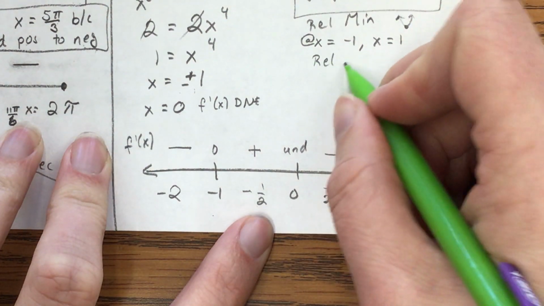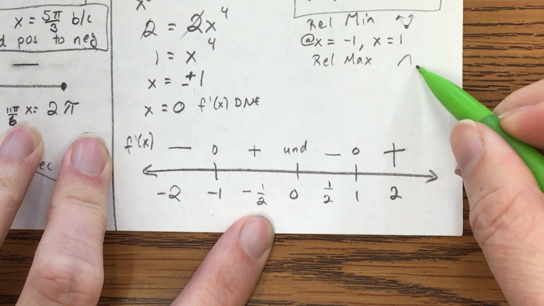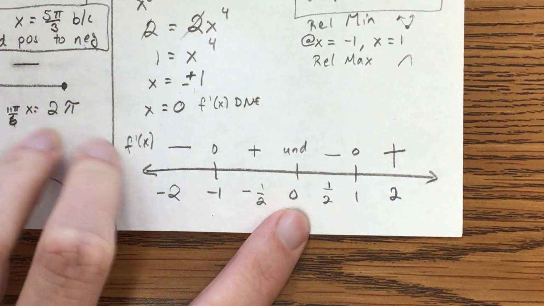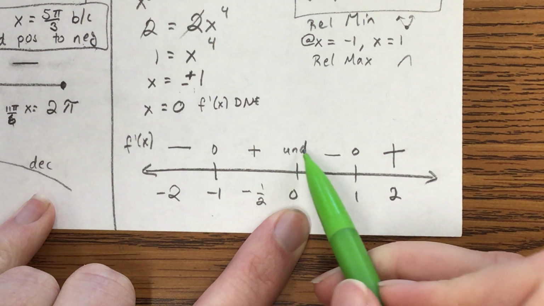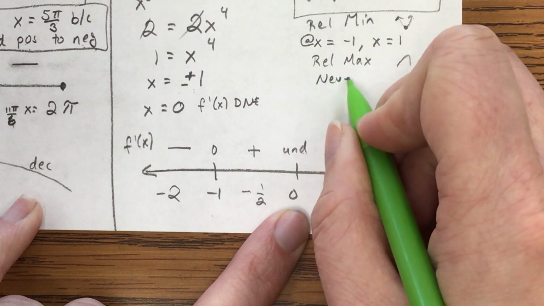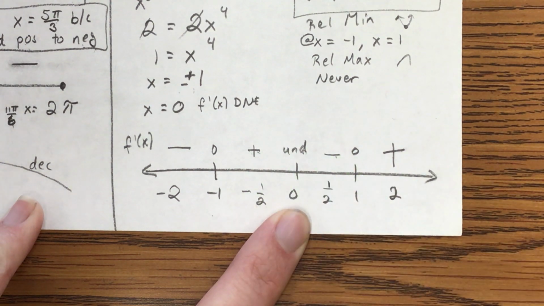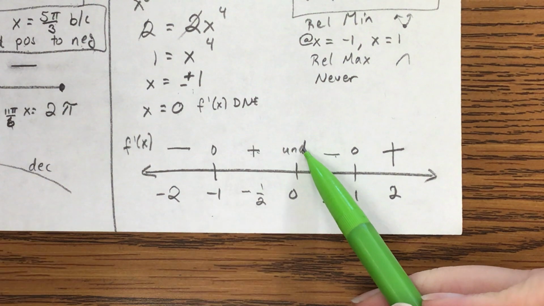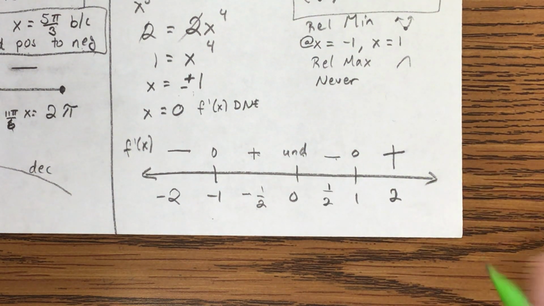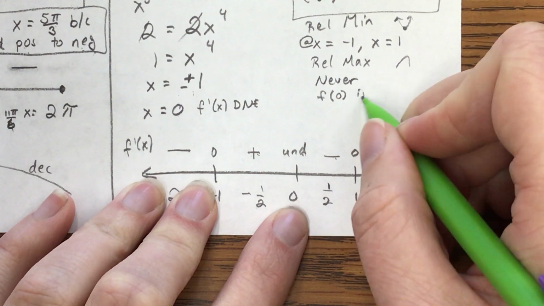Relative max happens where your slopes change from positive to negative, which never happens because we have an undefined function right here. So this is never, because if we would switch from positive to negative, the slope itself is undefined, and our function itself was undefined because f of 0 is undefined.